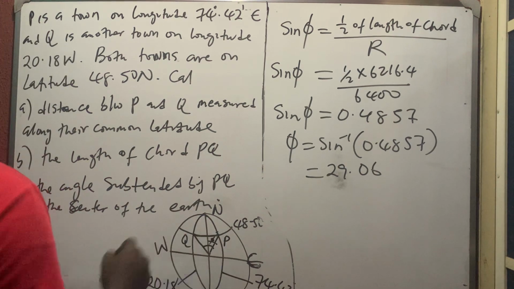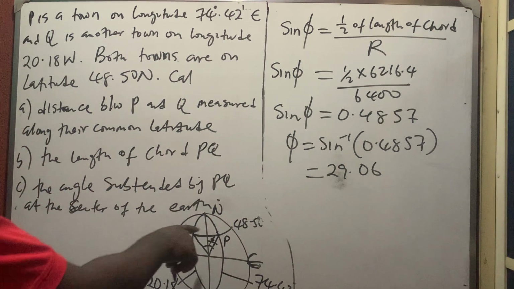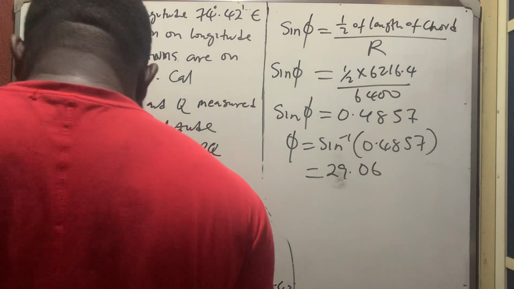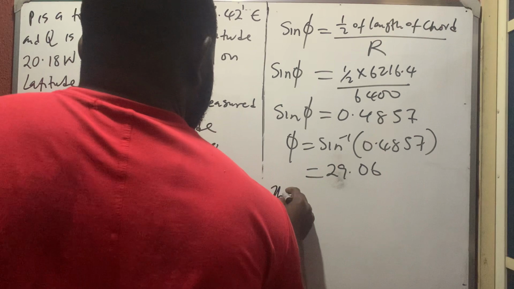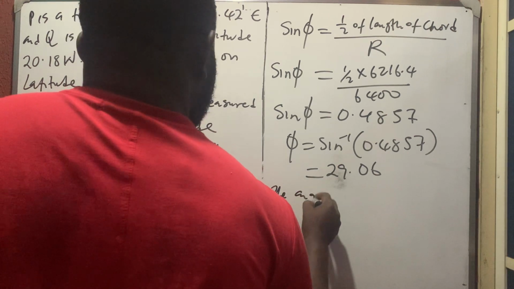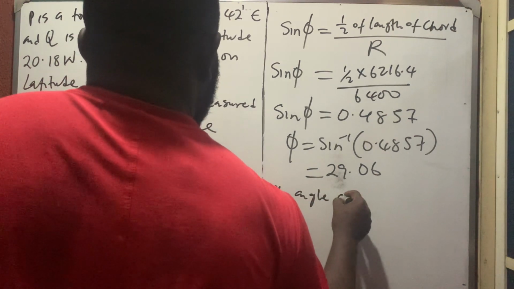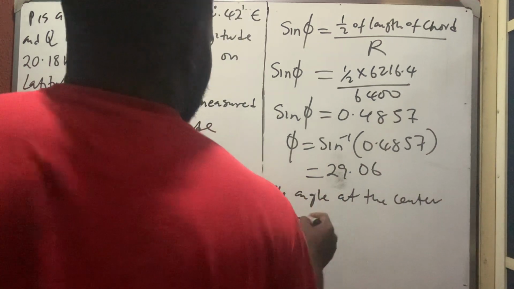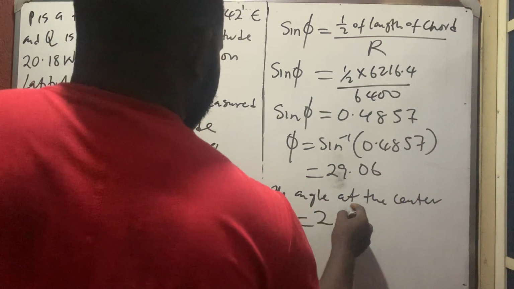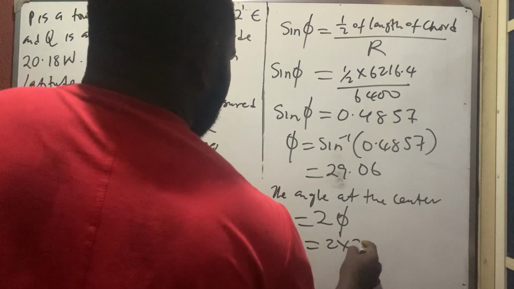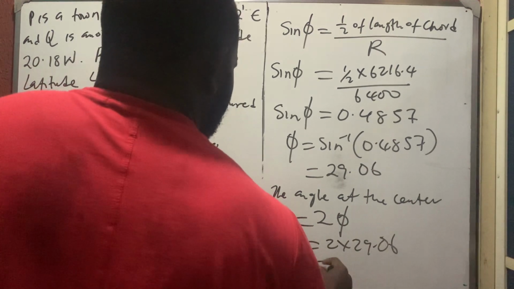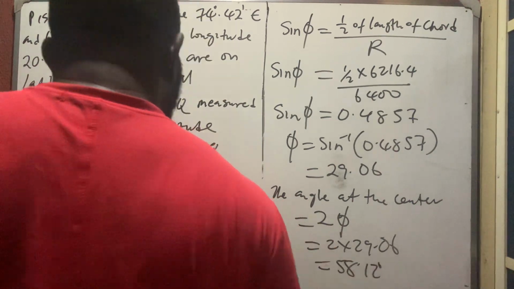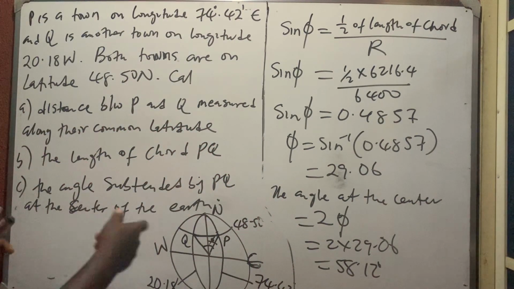This is the phi. So the angle between them is now phi plus another phi, that is 2 phi. So the angle at the center is equal to 2 times phi, which is what? 2 times 29.06, which is 58.12 degrees. Now, how did we get that?